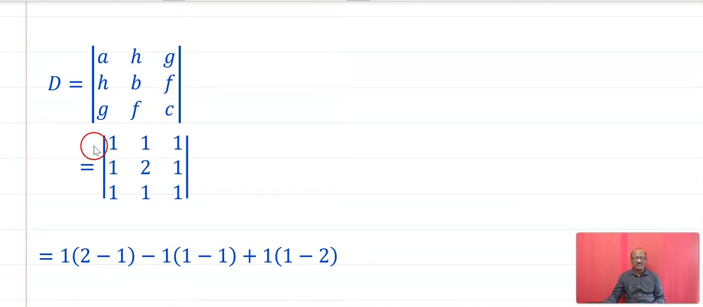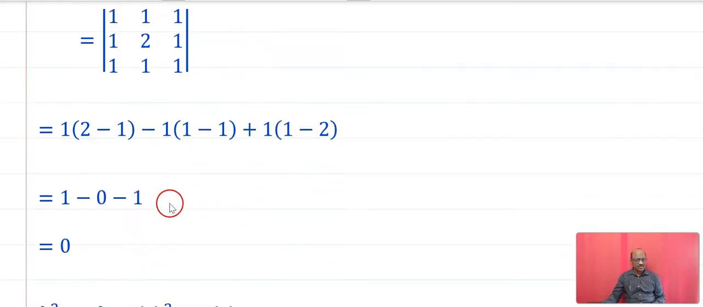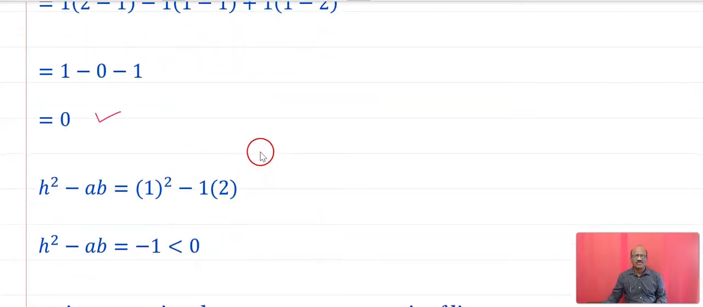And evaluate this determinant, that is 1 into product of these two, 2 minus 1. Next is the minus 1, product of these two. Okay, 1 into 1, 1 minus 1. Next is the plus 1 and the product of these two. 1 into 1 is 1, 1 into 2 is minus 2. And if you simplify it, then you will get 0. The value of that determinant is 0.